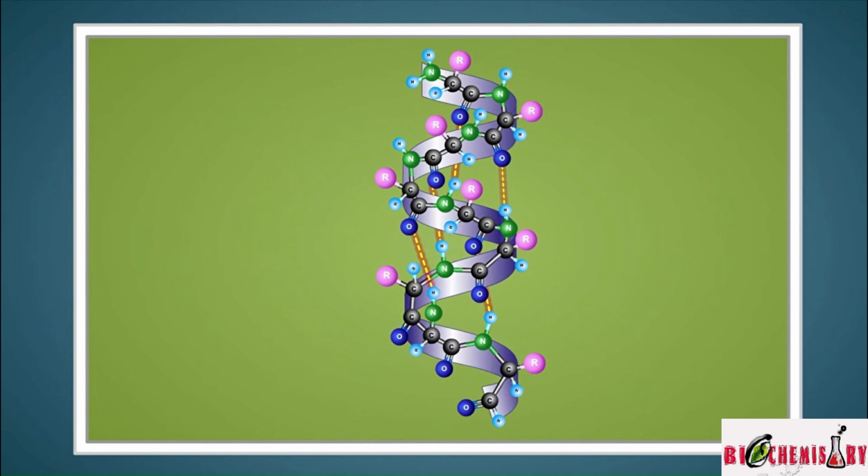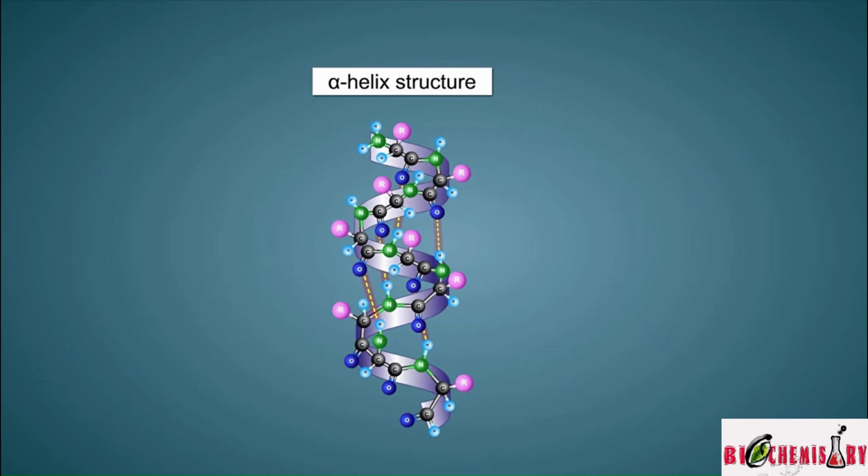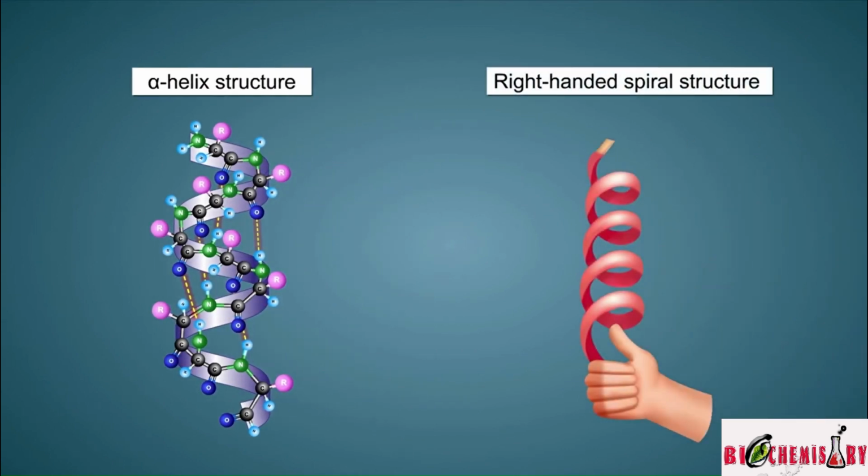The secondary structure shown right now is called alpha helix structure. As you can see in this structure, the hydrogen bonding is intermolecular that occurs between the amino acids of adjacent turns. This results in the twisting up of the structure into a right-handed spiral structure.